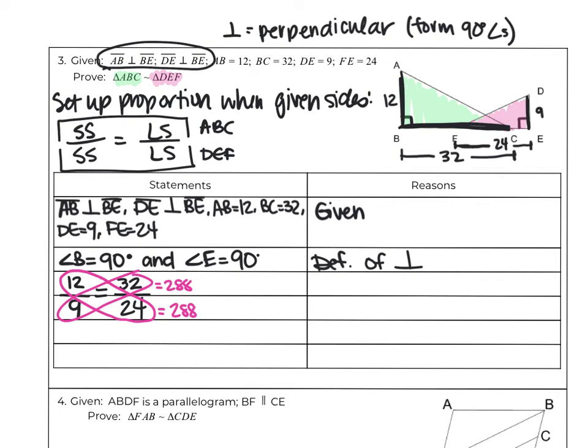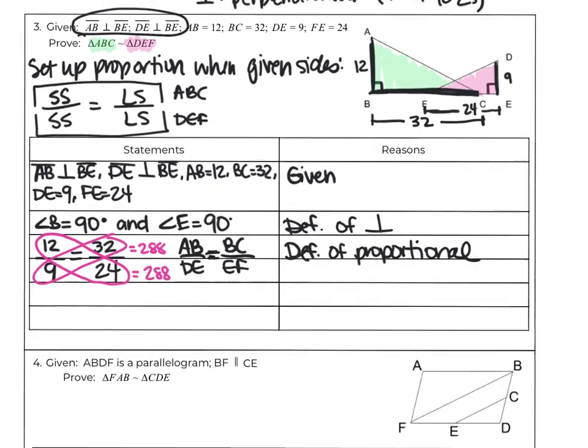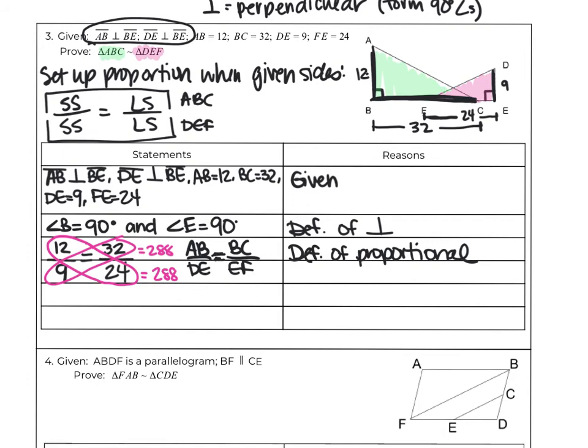So our short side was AB of the bigger ABC over DE, and BC to EF. So these are proportional, and I can just say definition of proportional. All right, and then that means I actually have enough here, because I've proven that those two sets of sides were similar, and they have this included angle here of E and D. So that makes it a side, angle, side.